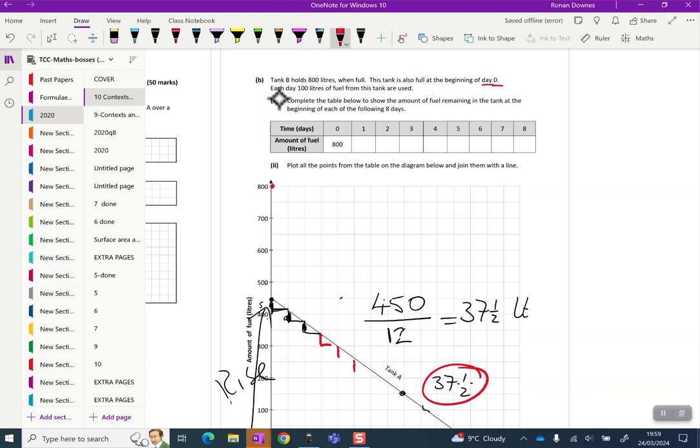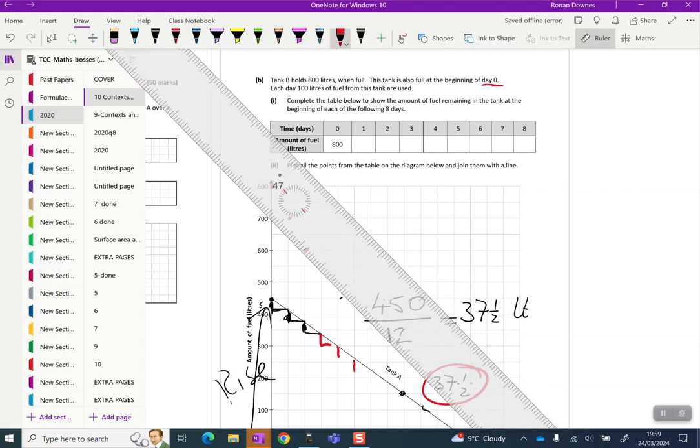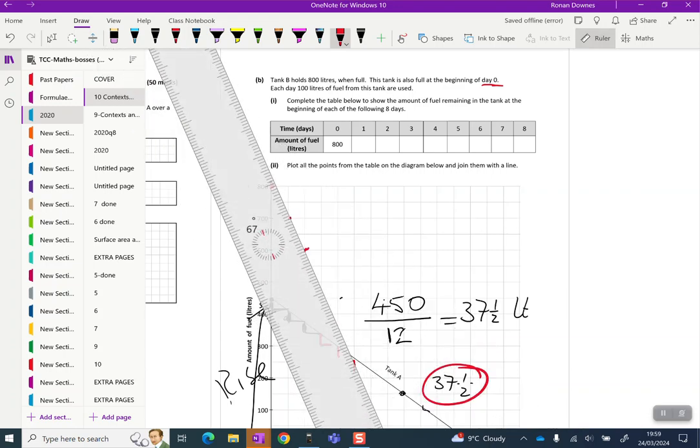Good. Each day 100 liters of fuel are used. So it's going to go down to here after a day, and then to here, etc. You could take out your ruler now and you could join them up. But the important thing is we're taking away 100 each day. Now remember, we can use our calculator for this too.